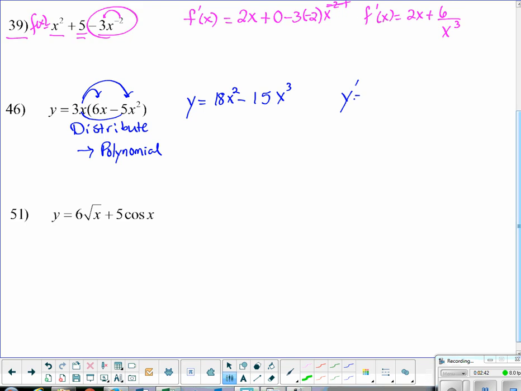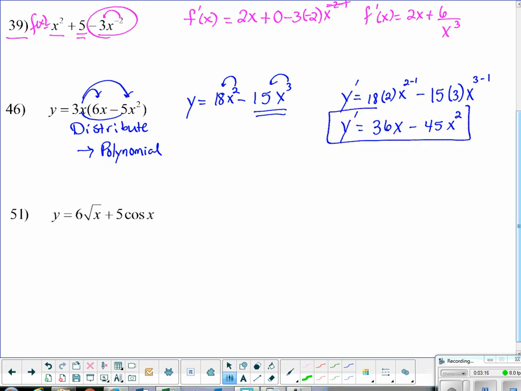Y prime equals. The 2 comes down and multiplies, so I'm going to get 18 times 2, x to the 2 minus 1, reduce it by a power. Minus, move on to this function, and the 3 is going to come down and multiply, so I'm going to have 15 times that 3, x to the 3 minus 1. Simplifying, y prime equals 36x minus 45x squared. There's our answer.